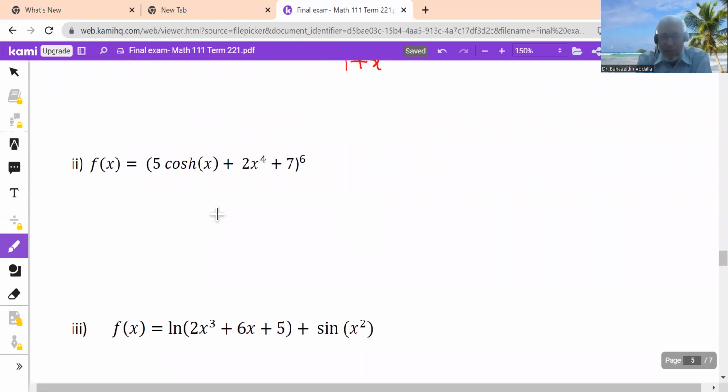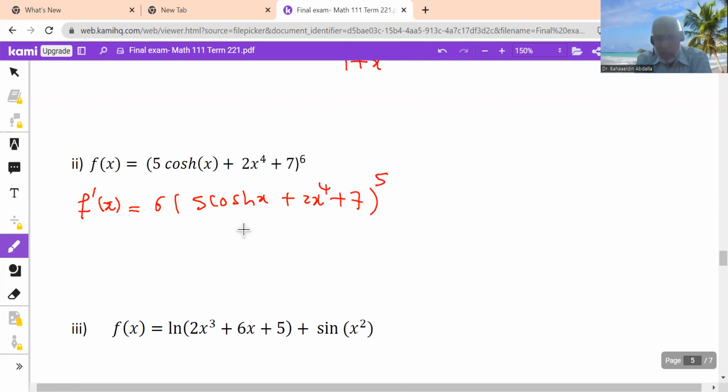What is the derivative of this function? Well, I have parentheses raised to the power 6. So I'll use chain rule here. The derivative of this parenthesis to the power 6 is 6 times whatever inside without any change to the power 5. So this is really the derivative of x to the power 6, 6x to the power 5. But this is not x, this is u to the power 6. So the derivative of u to the power 6 is 6 times u to the power 5, same u, times u prime. Now you need to multiply by the derivative of inside. Well, derivative of cosh is sinh. Derivative of 2x to the power 4 is 8x cubed, and derivative of 7 is 0.